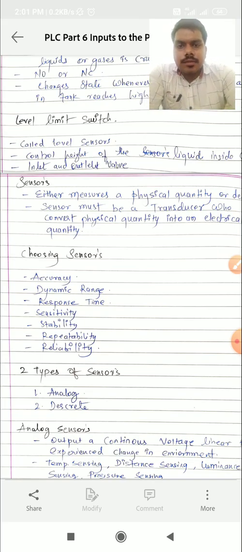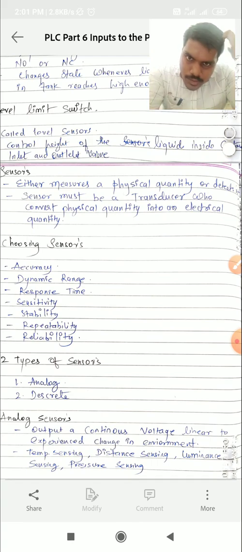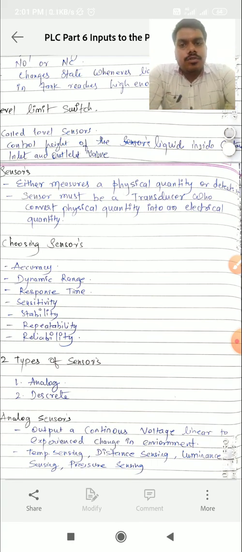Sensors either measure a physical quantity or detect it. A sensor must be a transducer. What does a transducer do? It converts the physical quantity into an electrical quantity. Why do we have to convert the physical quantity into an electrical quantity? Because the PLC will only understand electrical quantities. The PLC will not understand the physical quantity. It should be converted into an electrical quantity, so that's why transducers are used.